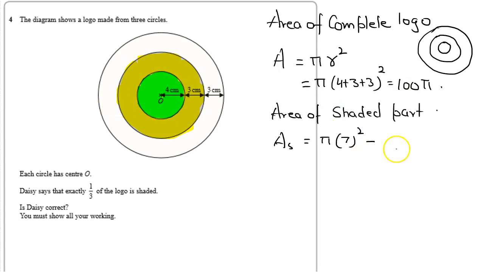So it will be pi, and this is 4. Make sure you are not going to take 3, you are going to take radius as 4. Count from the center. So that is 49 pi minus 16 pi. So that will be equal to 33 pi.